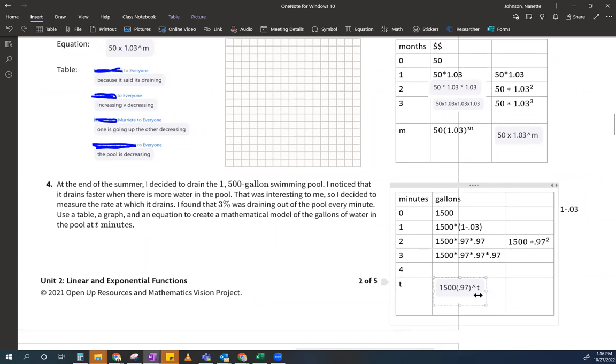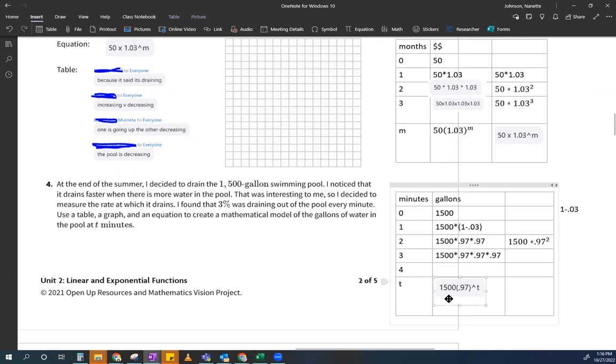Ms. Johnson, where did the T come from? Well, it came from the fact that we had that many factors of 0.97, 3 in this case, 2 in this case. So if I'm at T minutes, I'm going to have T factors of 0.97. Okay.